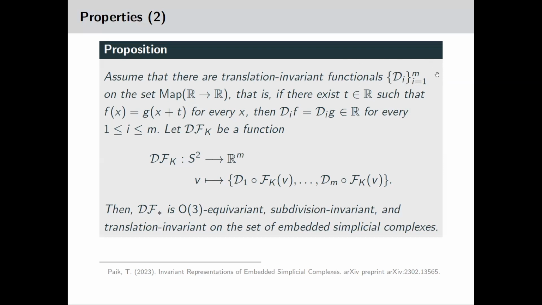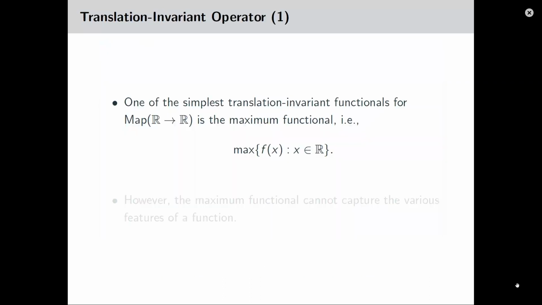functionals, DI, in this slide? How can we make it? A very simple translation-invariant functional that we can think of is the maximum functional. It is obvious that even if you translate an R2R function, the maximum value will remain the same, right? Well, we can also consider the minimum functional. However, these invariants contain too little information. So we can easily lose too much information that we may need for our given task.